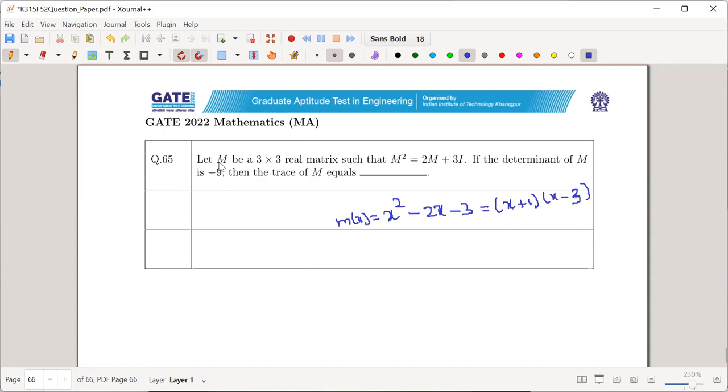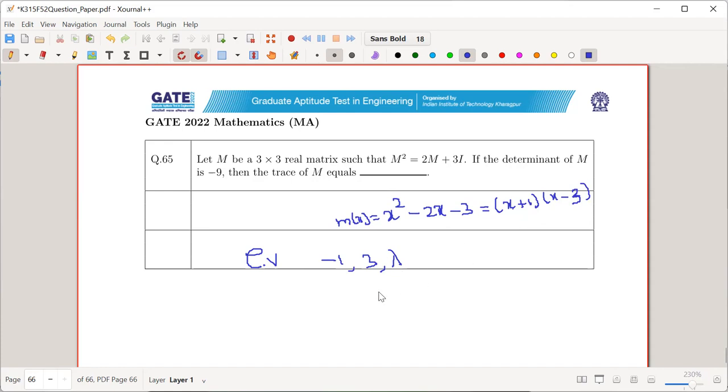But this matrix has 3 eigenvalues, and so far we know 2 eigenvalues: minus 1 and 3. We don't know the other eigenvalue. Suppose we take it as lambda. Because it's a 3 by 3 matrix, all the roots of the minimal polynomial are eigenvalues, but this is a second degree polynomial, so we found 2 eigenvalues. The other eigenvalue may be minus 1 or 3.